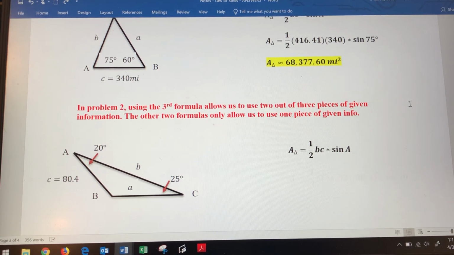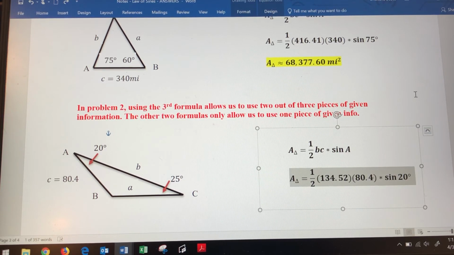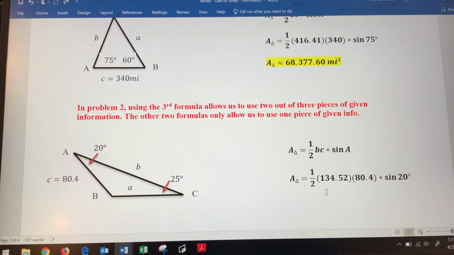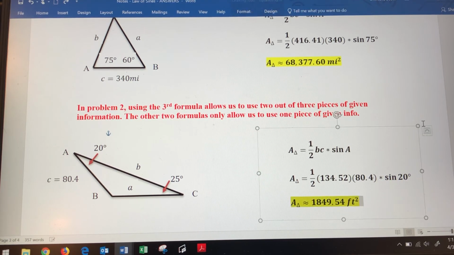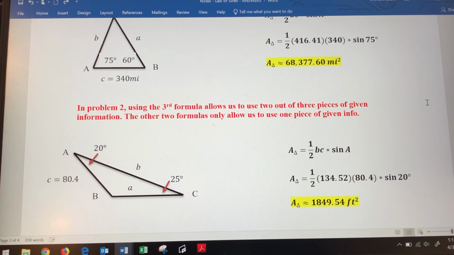So plug in the values we know. We calculated side length B to be 134.52. We knew side length C was given to us at 80.4, and angle A was given to us at 20 degrees, okay? Again, associative property, multiply those four numbers in any order you want to, and we get an area of 1,849.54 feet squared. Again, that's how you find the area of a triangle using sine.